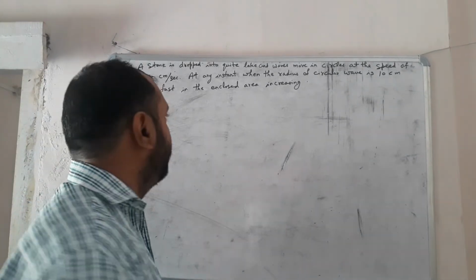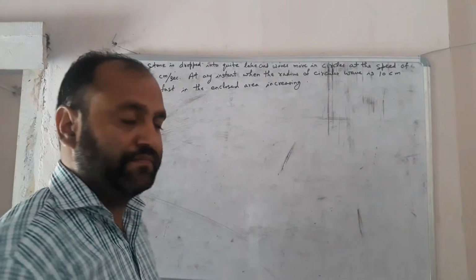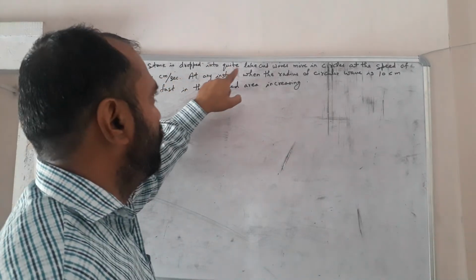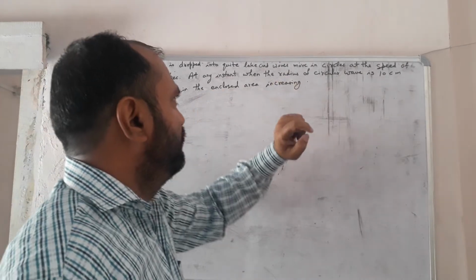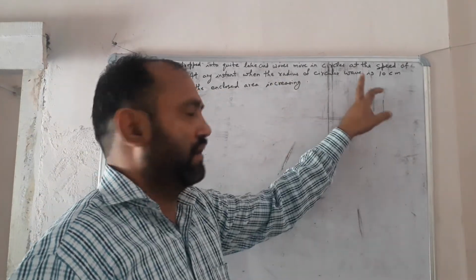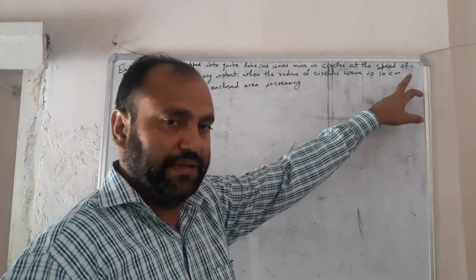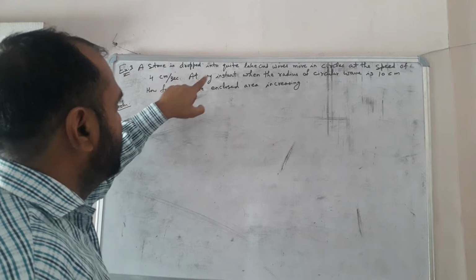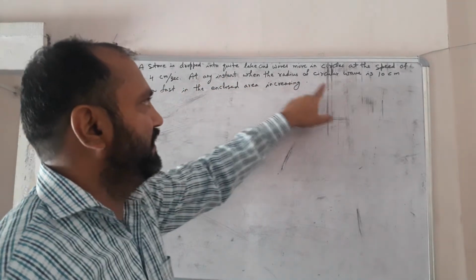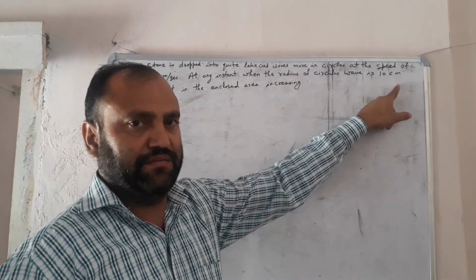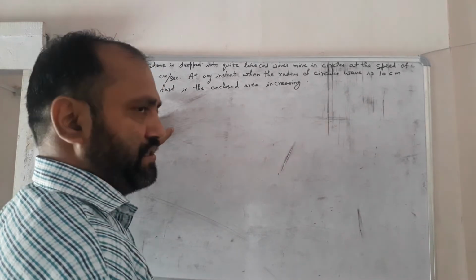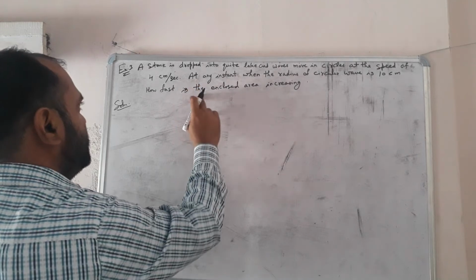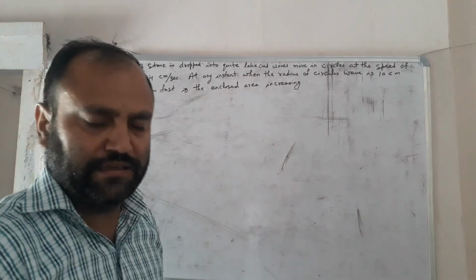Okay, now example number 3: a stone is dropped into a quiet lake and waves move in circles at the speed of 4 centimeter per second. At any instant, when the radius of the circular wave is 10 centimeter, how fast is the enclosed area increasing?